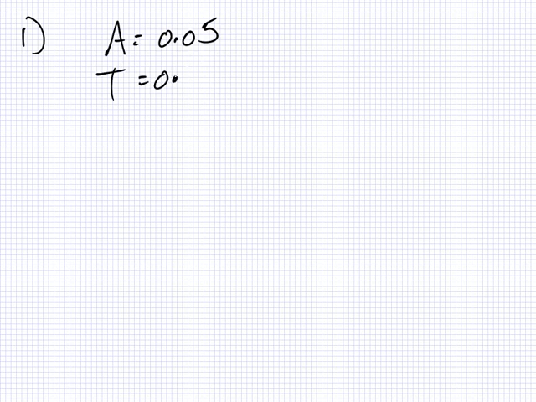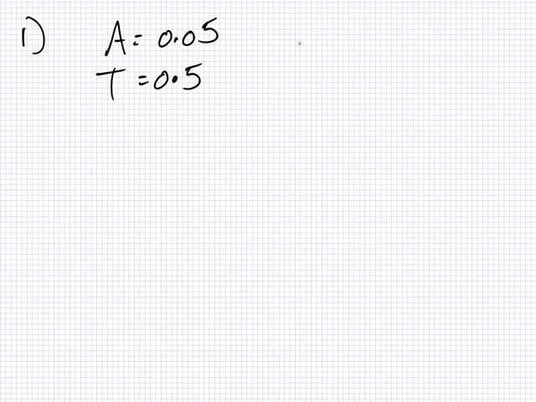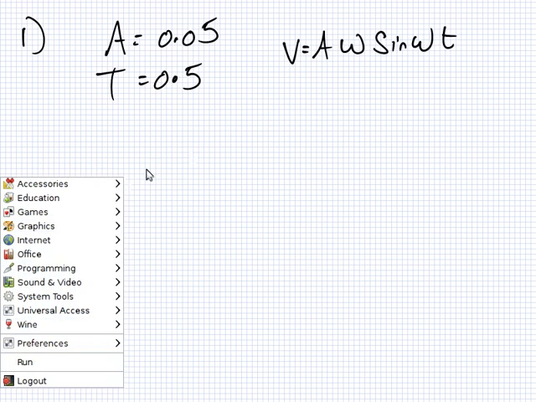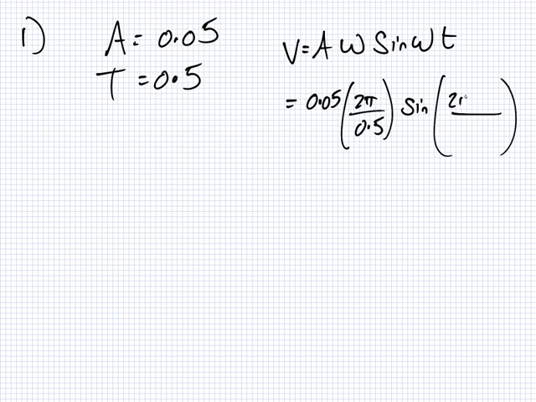Time is 0.5. How fast is it traveling after 5 seconds? So which formula do we need here? Do we need the v equals A cos or A sine? Sine, yeah. v equals A omega sine omega t. You remember this one? Now, do we know the A? Yes. Do we know the omega? Kind of. What's the formula for omega? 2 pi over T. And we have the omega here. It's 2 pi over T.